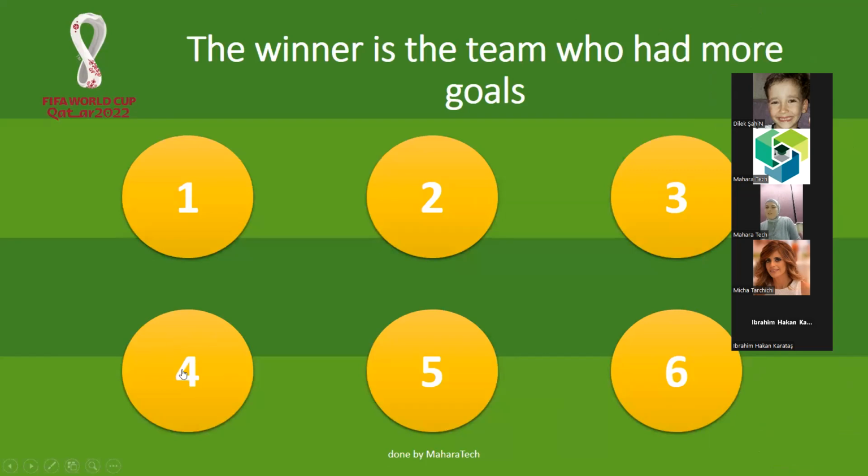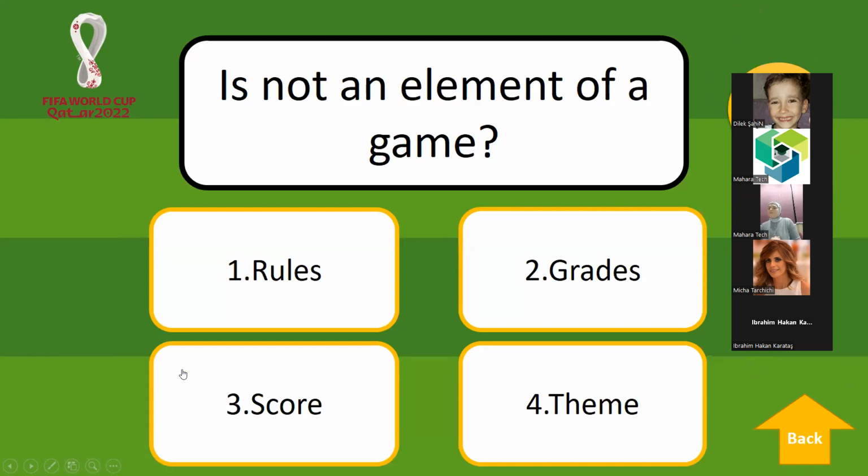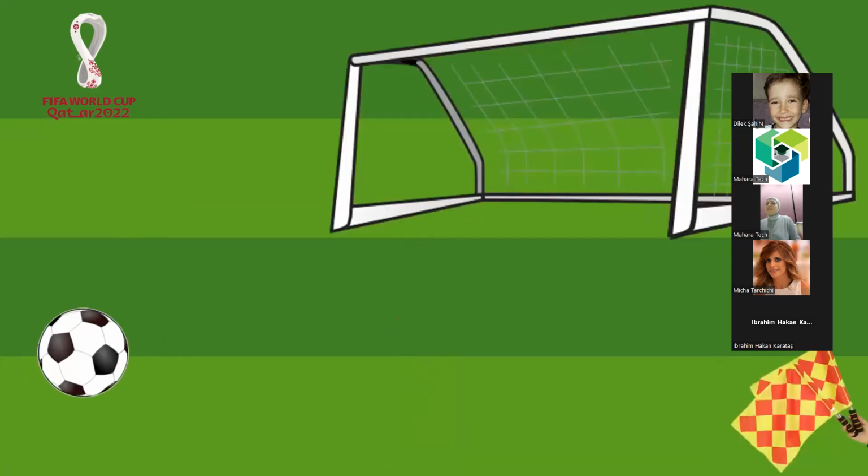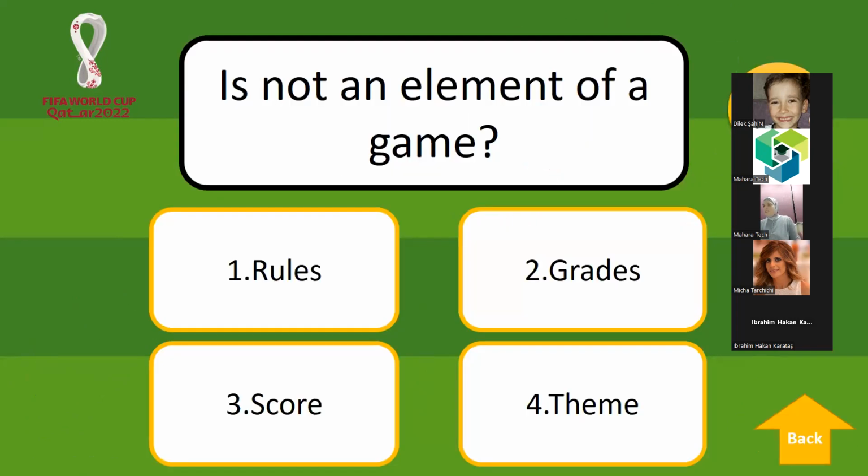Now the fourth one for Croatia: what is not an element of a game? Rules, grades, score, or theme? Of course, theme. Sorry. You missed that. Okay, so what is not an element of a game? The grades. What do you say, Delek? You are the head of the Croatia team. In my opinion, it's grades. Yes. Okay, so we are still 1-1.